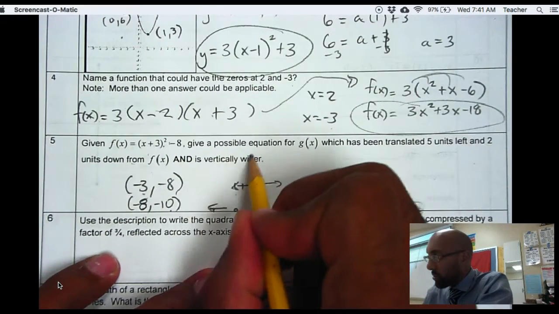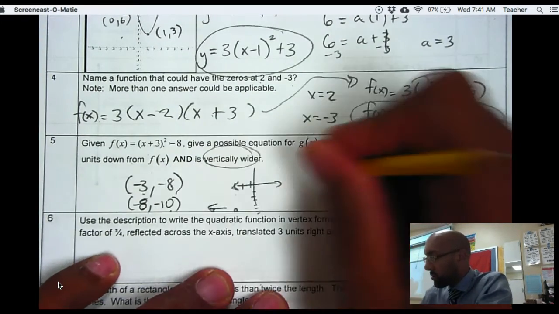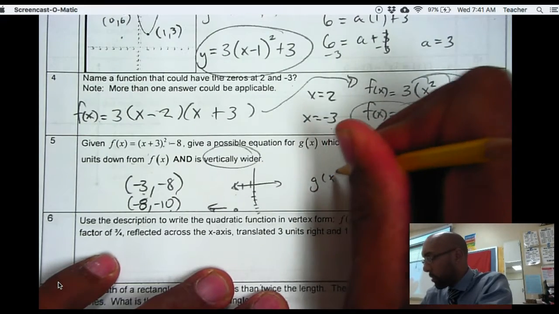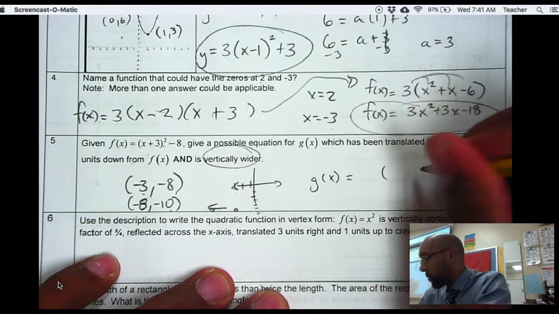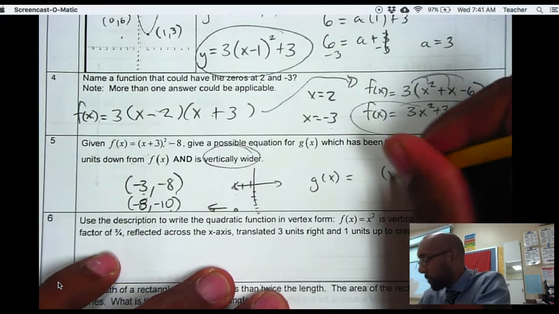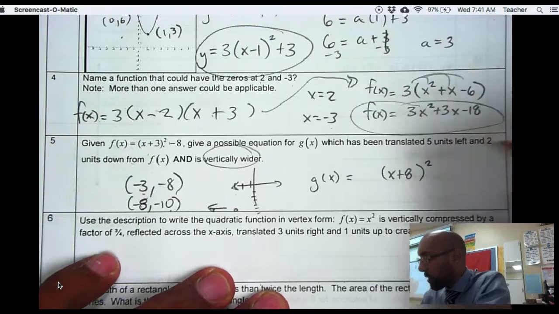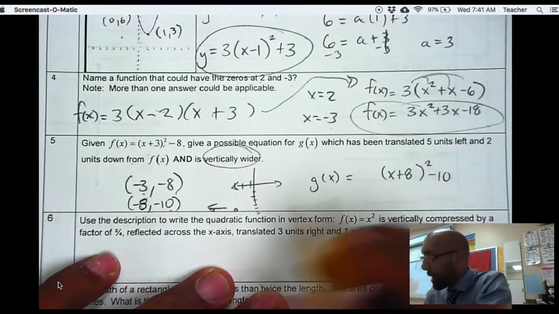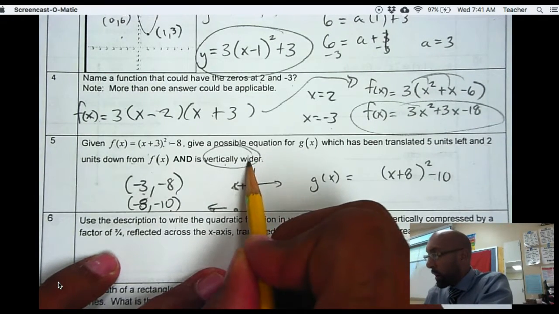Okay, but it's also going to change vertically wider. So let's first rewrite this. We're going to do g of x. Remember, we've got to change that. Then in the parentheses, it's no longer going to be 3. It's going to be 8. So plus 8, because remember, x is a liar. And then minus 10 on the outside. But it says vertically wider. Okay, we have to think about this.